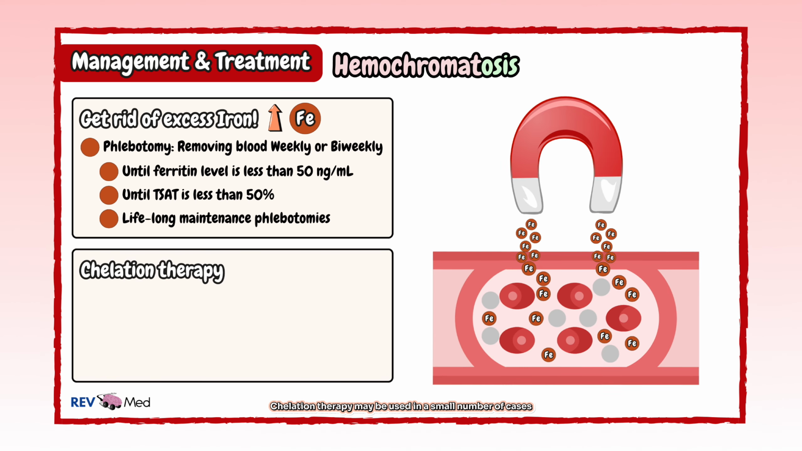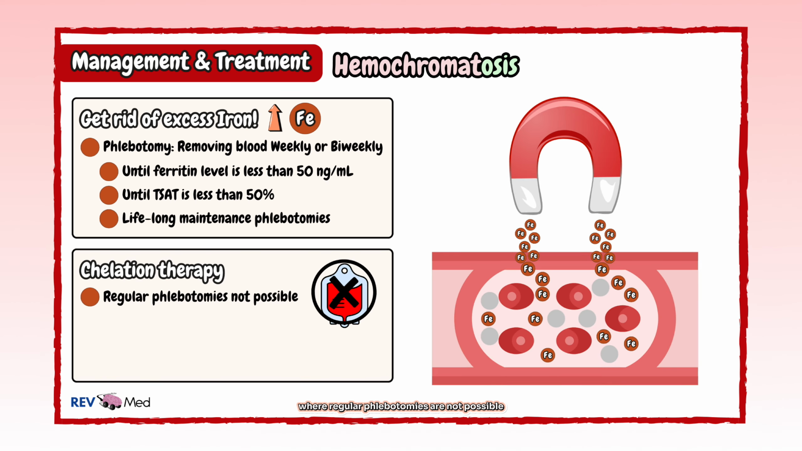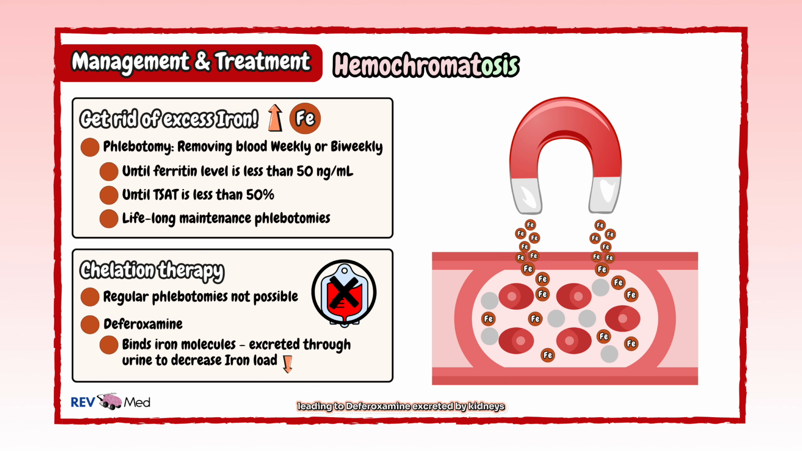Chelation therapy may be used in a small number of cases where regular phlebotomies are not possible because it's difficult to remove blood regularly. Think very thin or fragile veins. Medications to note are deferoxamine. It's a chelating agent that binds iron molecules, leading to the iron being excreted by the kidneys through urine, and it decreases the iron load.